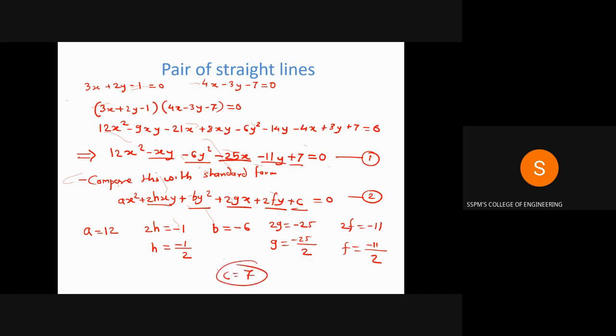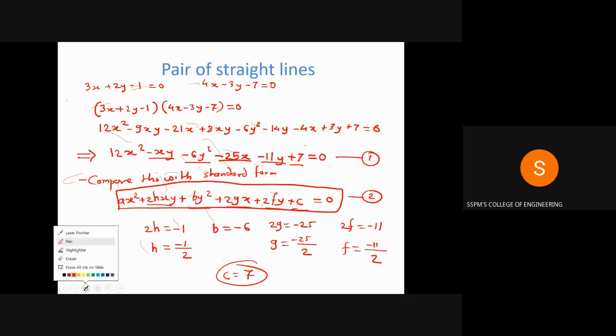So this is how you calculate the coefficients. You just have to remember the standard form of the equation of pair of straight lines, which is ax square plus 2hxy plus by square plus 2gx plus 2fy plus c is equal to 0. You have to remember that. So now let us see what is the angle between this pair of straight lines. Suppose these are two straight lines, so they create an angle between them.